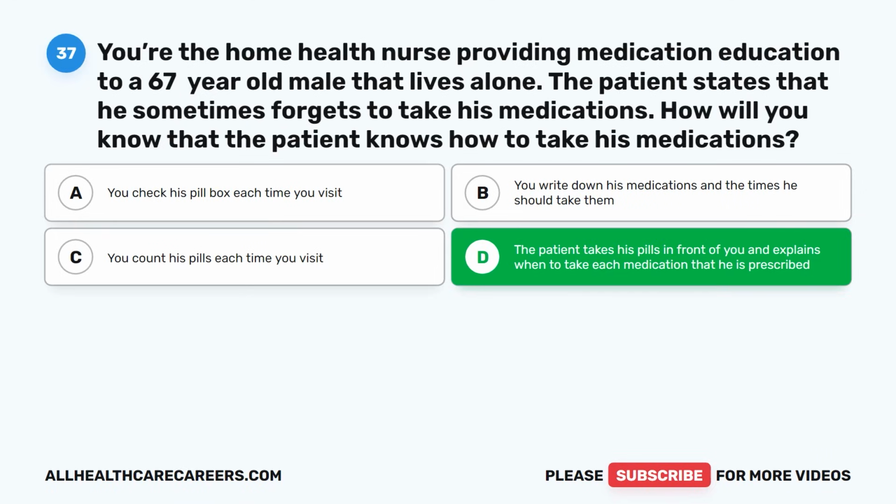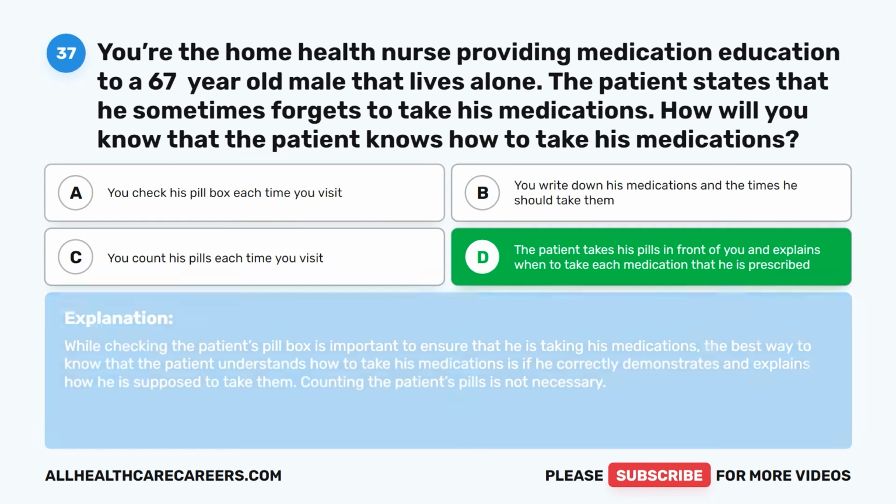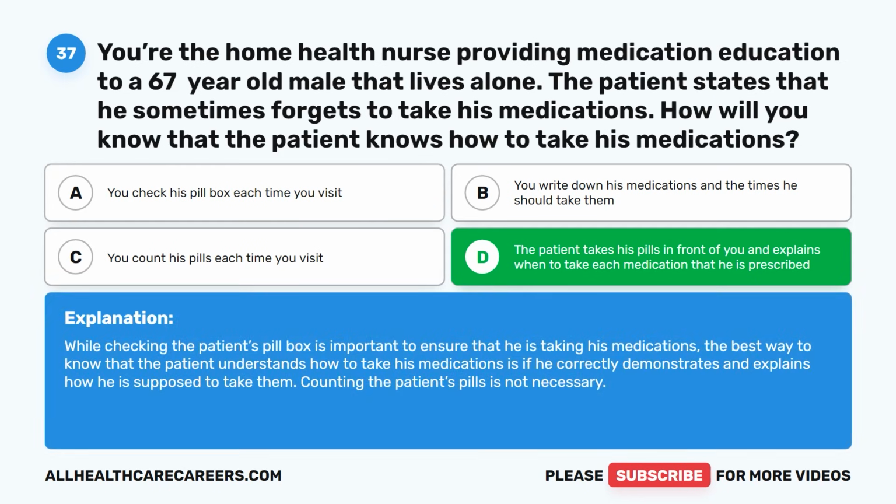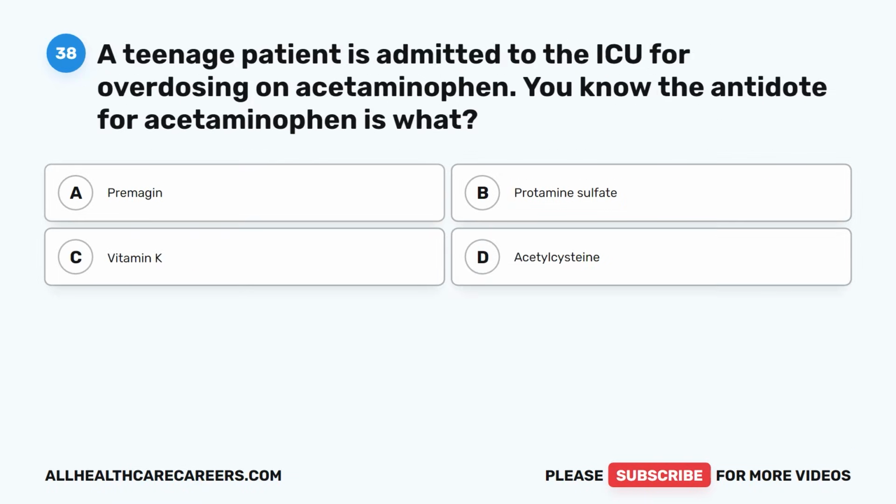The patient takes his pills in front of you and explains when to take each medication that he is prescribed. While checking the patient's pill box is important to ensure that he is taking his medications, the best way to know that the patient understands how to take his medications is if he correctly demonstrates and explains how he is supposed to take them. Counting the patient's pills is not necessary.